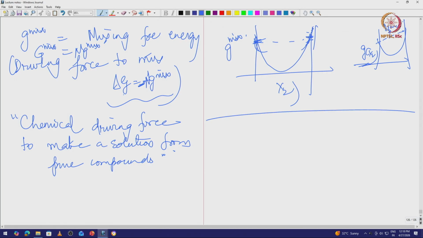So with that, just to graphically understand what G mix is, we can do this exercise, and then we have defined what G mix is in this class. G mix is nothing but a driving force for my solution to form from pure compounds. Okay. So keep this in mind, and we will further develop this idea in the next class.